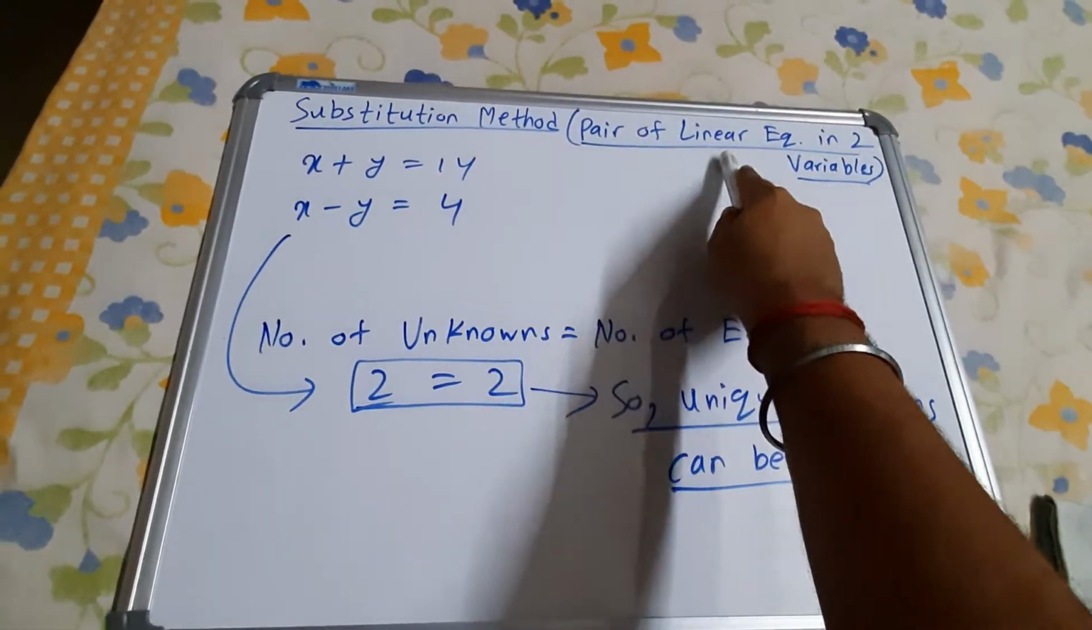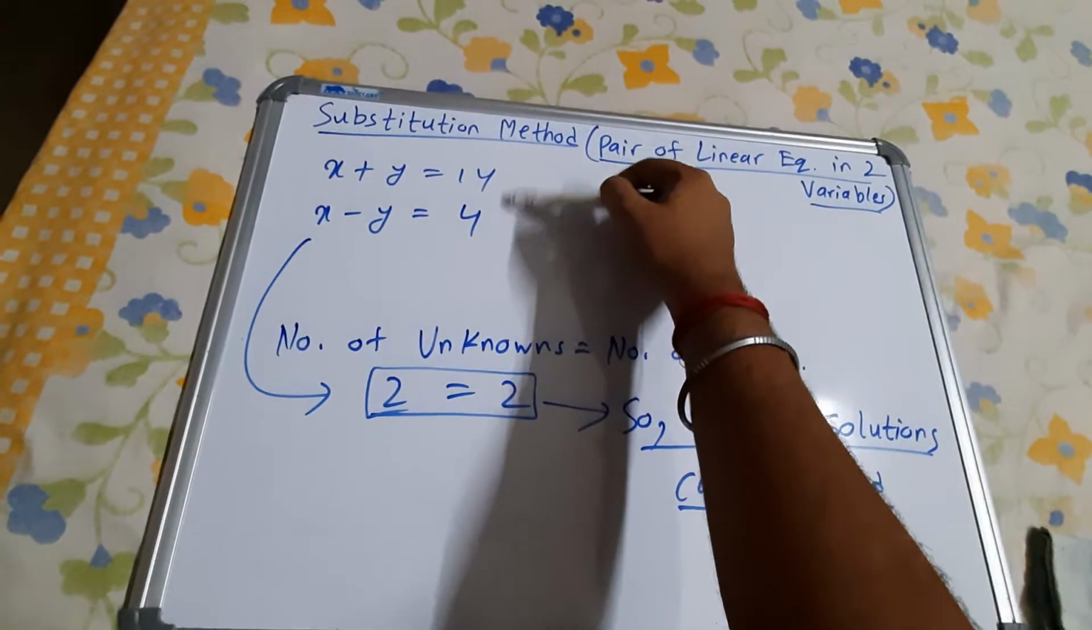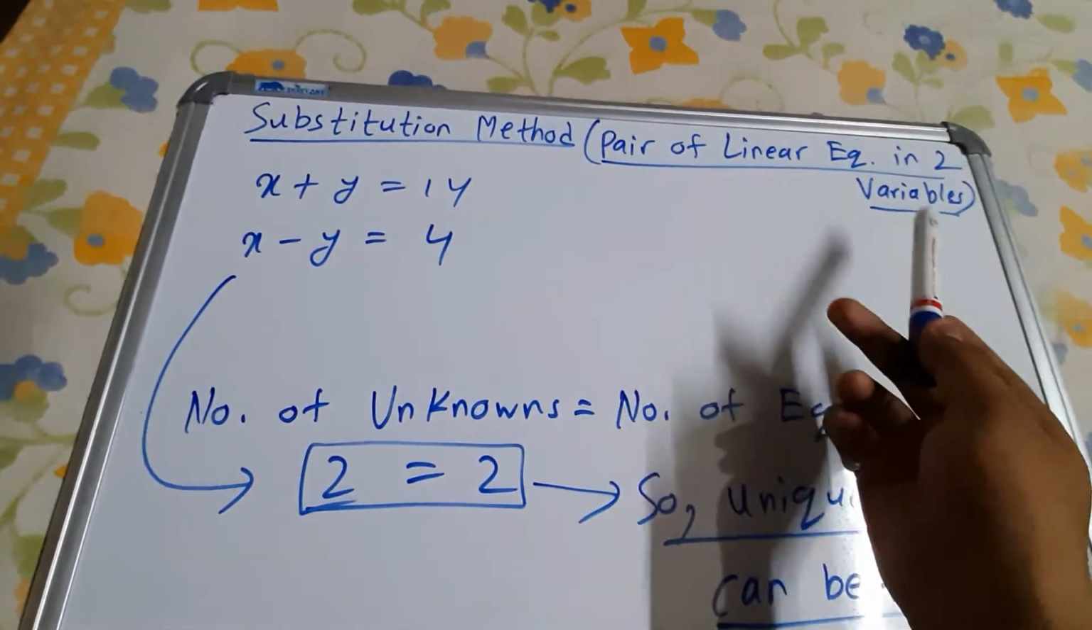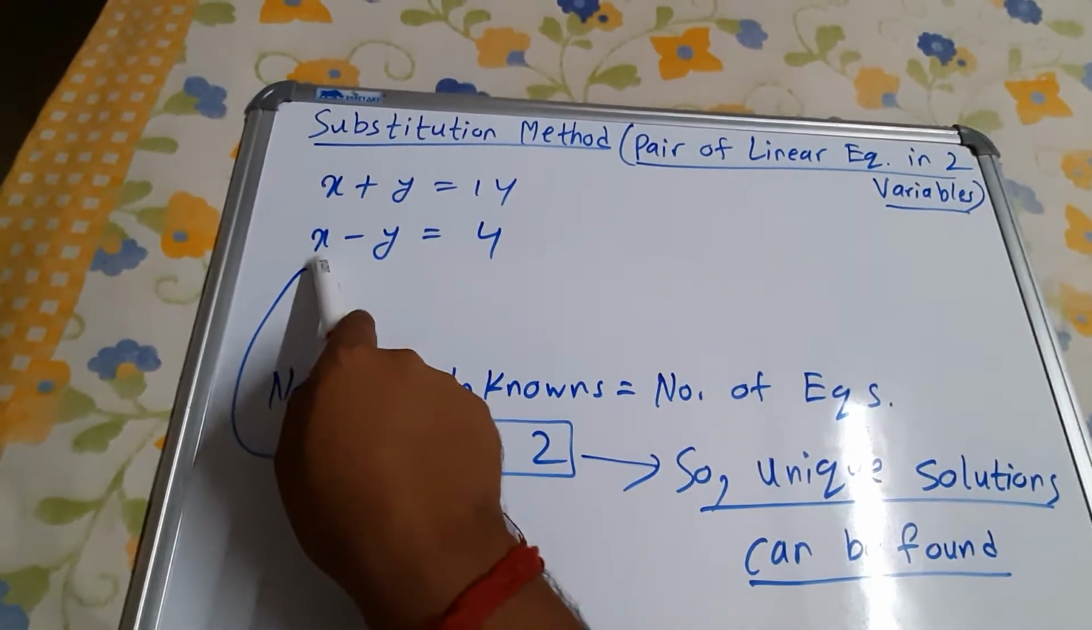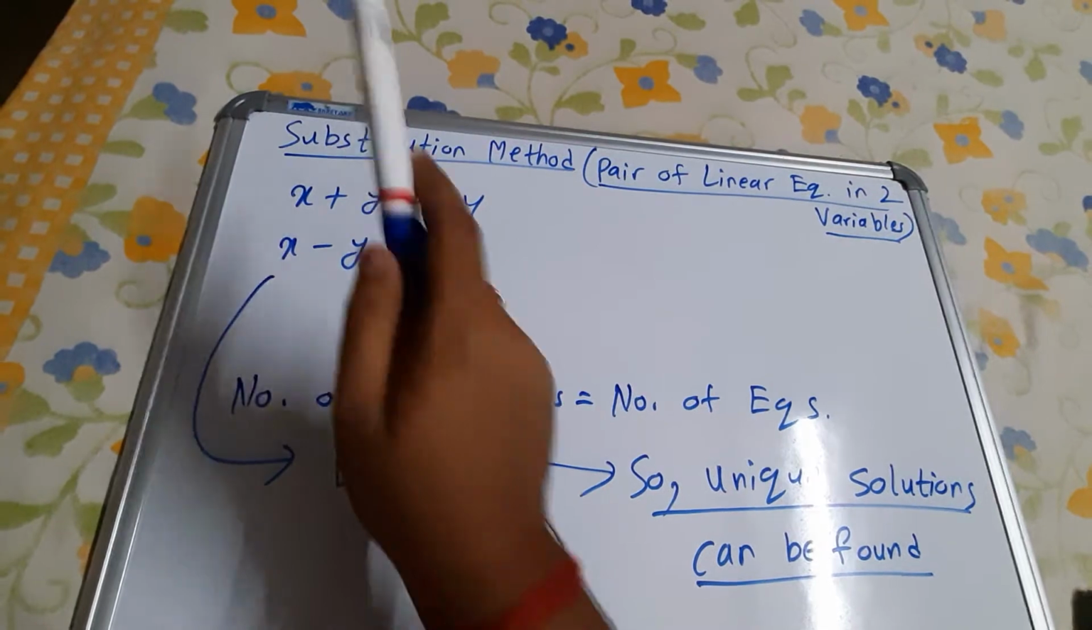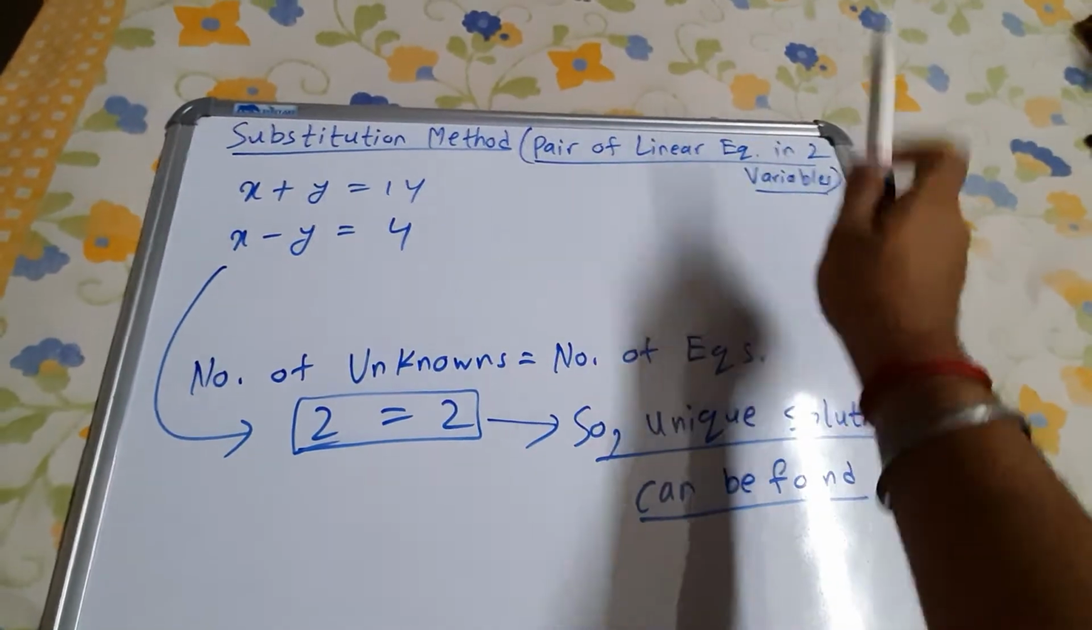Now pair of linear equations means, see, two linear equations are there, 1 and 2. That means a pair has formed. And in two variables, why two variables has been told? That is x and y. They are the two variables. Over here x and y, two variables. Over here also x and y, two variables. So, pair of linear equations in two variables.